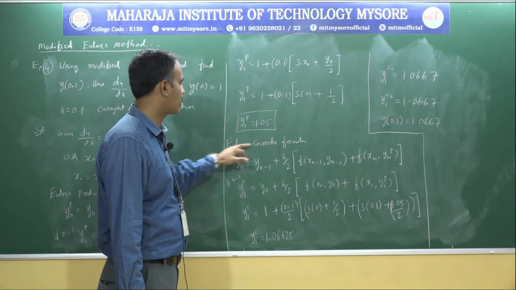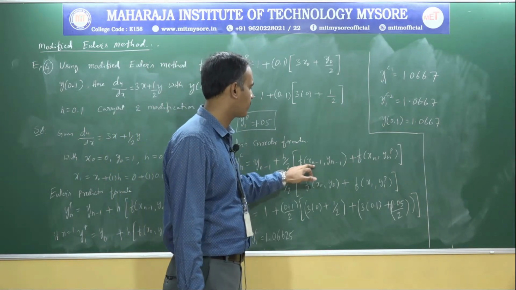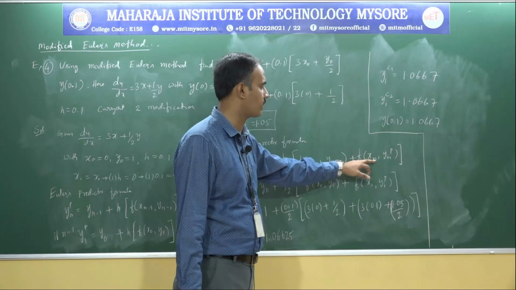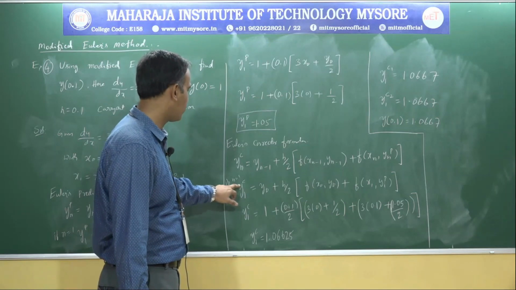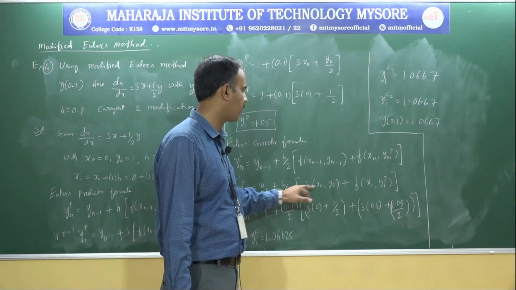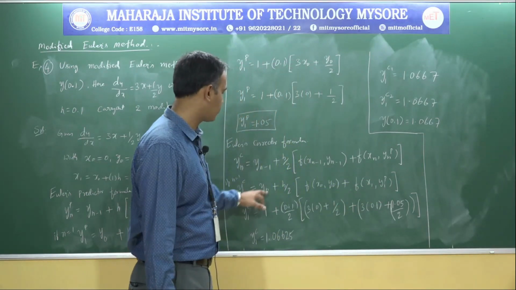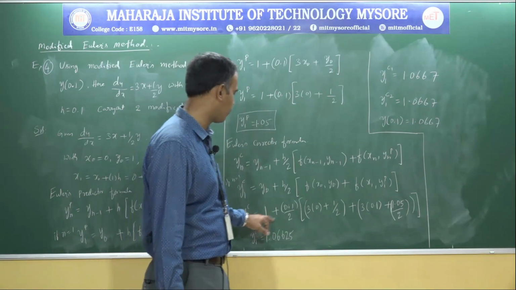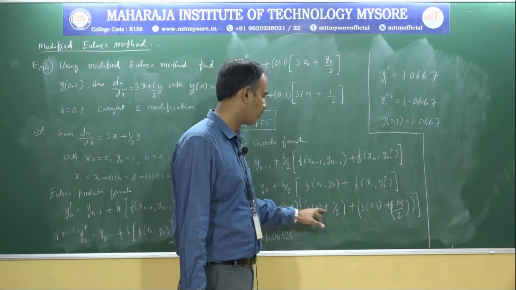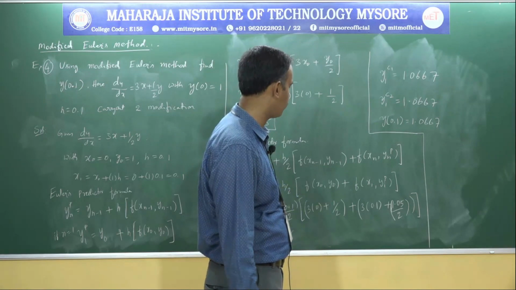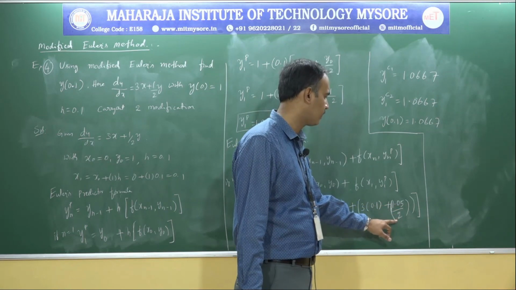Now we consider Euler's corrector formula: y_n^c is equal to y_{n-1} plus h by 2 times f of x_{n-1} comma y_{n-1} plus f of x_n comma y_n^p. If n equals 1, y_1^c is equal to y_0 plus h by 2 times f of x_0 comma y_0 plus f of x_1 comma y_1^p. Substituting the initial data, y_1^c is equal to 1 plus h value 0.1 over 2, times the function 3 into 0 plus 1 by 2, with y_0 value 1, plus 3 into 0.1 plus 1.05 over 2.